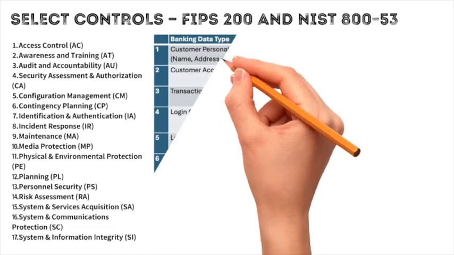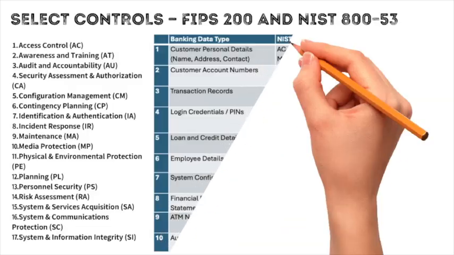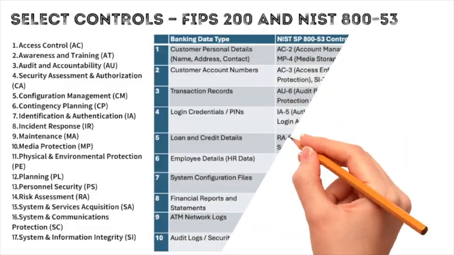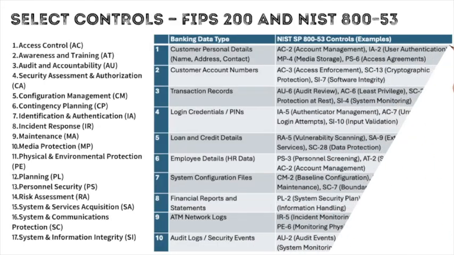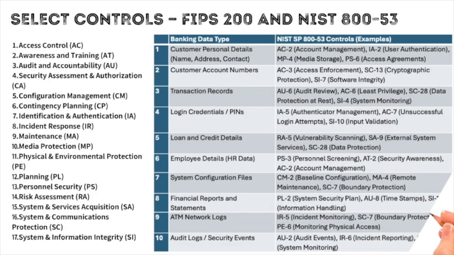Customer personal data relies on controls like AC-2 for account management, IA-2 for user authentication, and SC-13 for cryptographic protection. Transaction records use controls such as AU-6 for audit review, SI-4 for system monitoring, and SC-28 for data protection at rest. System configuration files are protected using CM-2 for baseline configuration and MA-4 for remote maintenance.